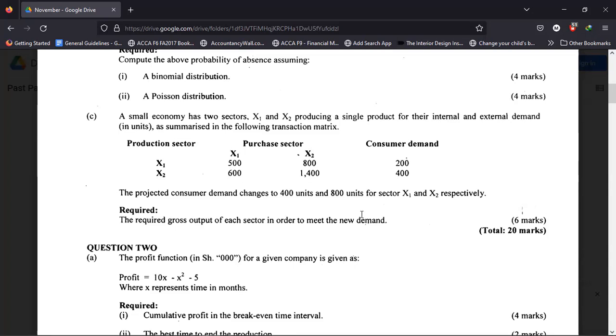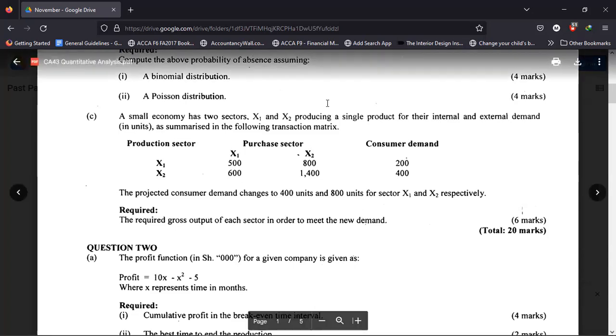The question is already given there. They have given you the consumer demand, so the only thing I have to do is calculate the technical coefficient matrix. That is where I start. From that, I can proceed following the input-output model until I get the gross output required for each sector. Now let us go back to our board.